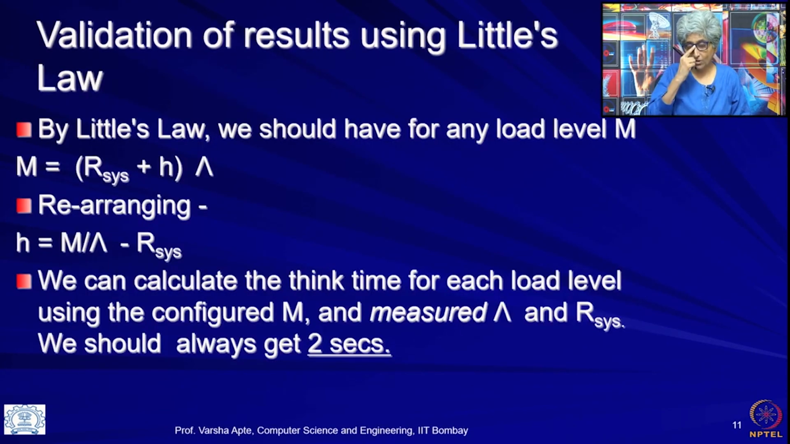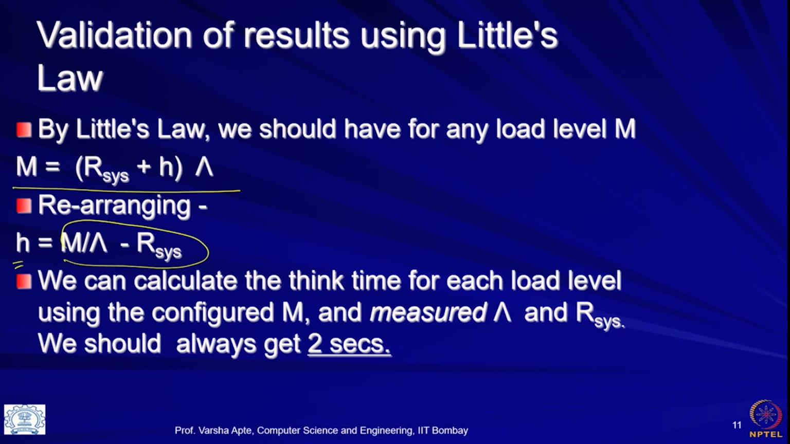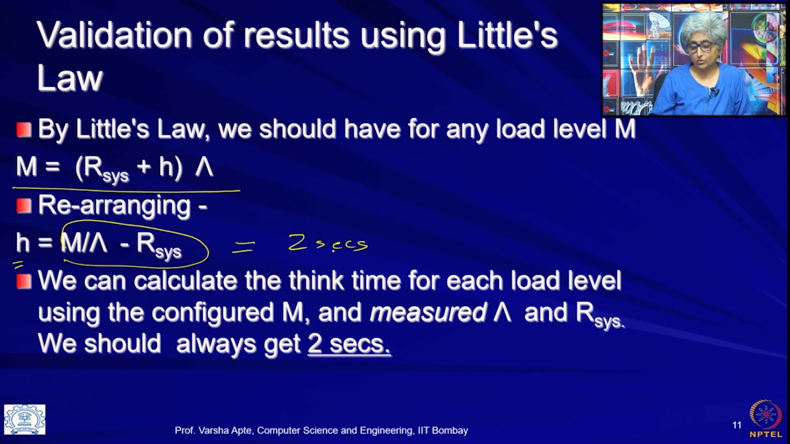So, one more very interesting thing we can do for closed systems is a sort of think time verification. Okay. By Little's law we should have for any load level this formula: m is equal to R sys plus h, which is think time, multiplied by throughput. If we rearrange this, we can have the think time on the left hand side and this formula on the right hand side: m by throughput minus R sys, the response time basically. So, if we use this formula and calculate think time, for every value of m we should just get 2 seconds. Right. So, this also turns out to be a very good sanity check of your experiments.